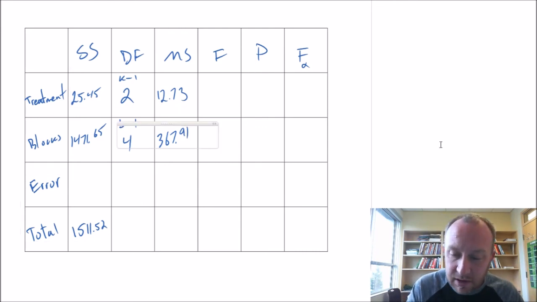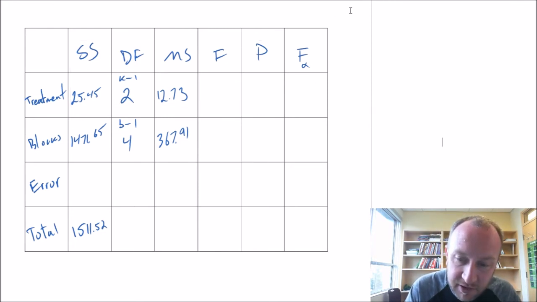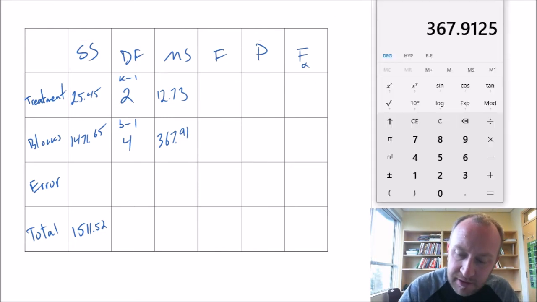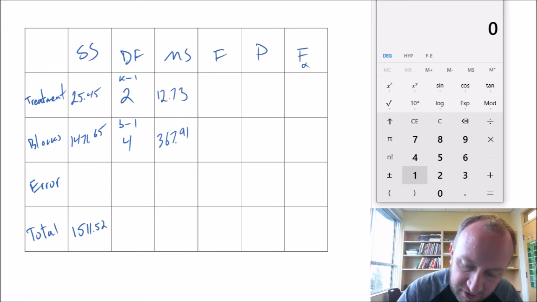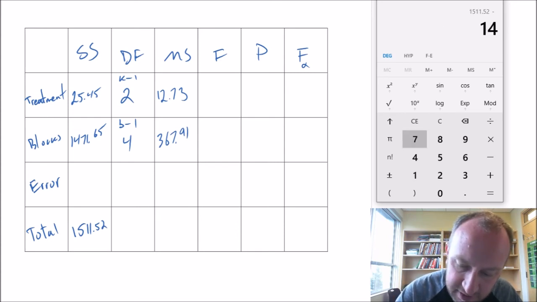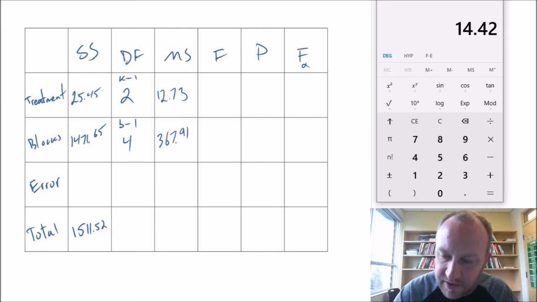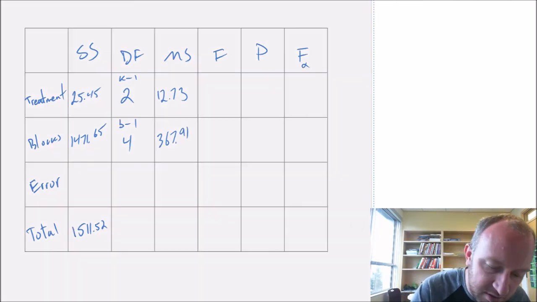Now, sum of squared error. So again, we've already got sum of squares treatment and blocks, and sum of squares total was given to us. So I can just calculate from SST, 1552, minus sum of squares block, 1471.65, minus sum of squares treatment, 25.45, equals 1442.